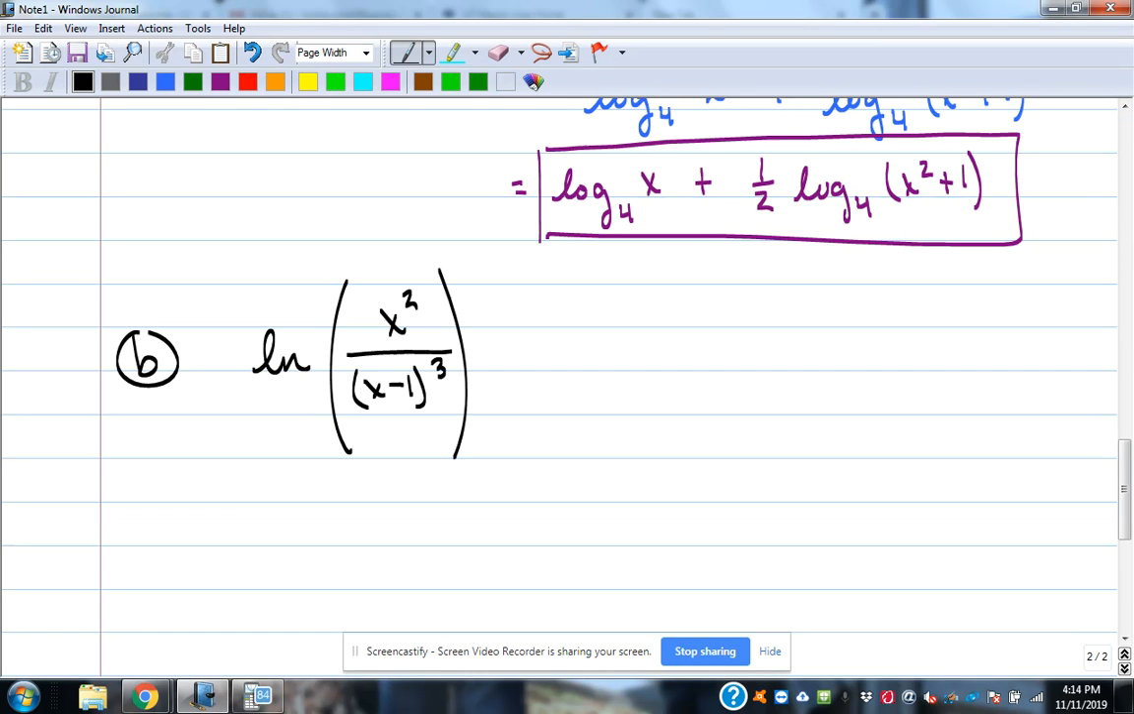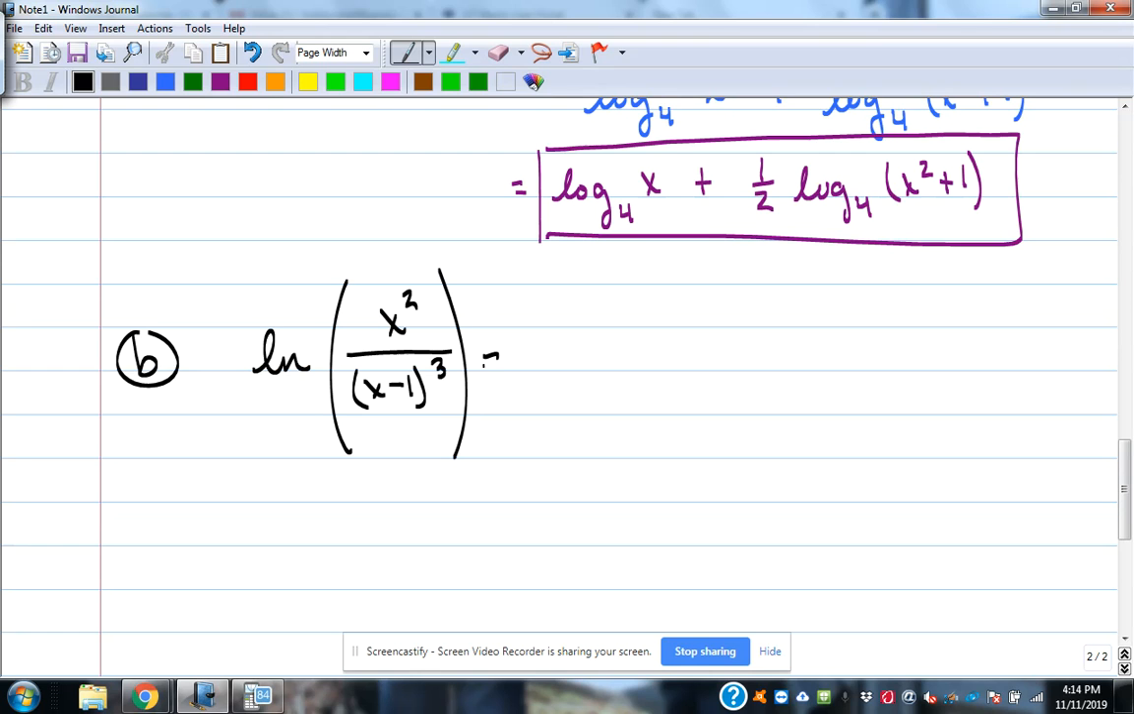Addition, multiplication, subtraction, division. Which one of those does the fraction indicate? Division. So division with logarithms turns into subtraction. So we're going to start by subtracting.